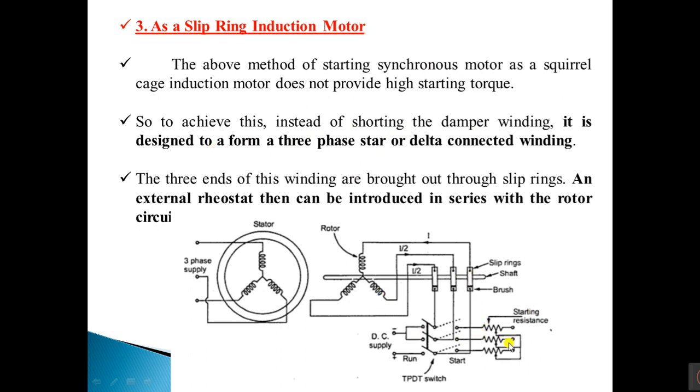See here, the three ends of this winding are brought out through slip rings. The slip ring is shown in this figure. An external rheostat can be introduced in series with the rotor circuit. In this rotor circuit, the series resistance is connected with the help of a DPST switch. DPST means double pole single throw switch.